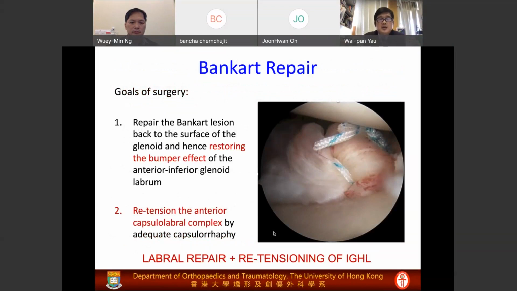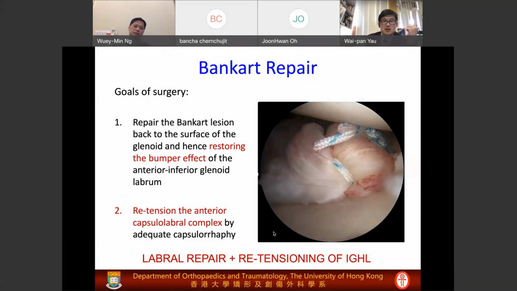So, as I mentioned, the role of the surgery of the Bankart and the ramp massage is to decrease the recurrent dislocation rate. For the Bankart repair, as I mentioned before, the goal is to restore the bumper effect and to retension the capsule complex. Actually, there are two parts of this surgery. One part is the labral repair, to repair the bumper height. The other part is to retension the IGHL, which is mainly by capsulorrhaphy.